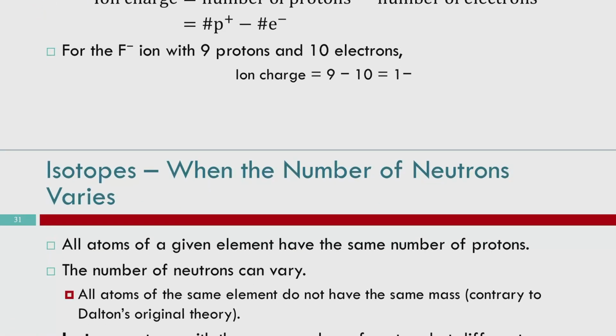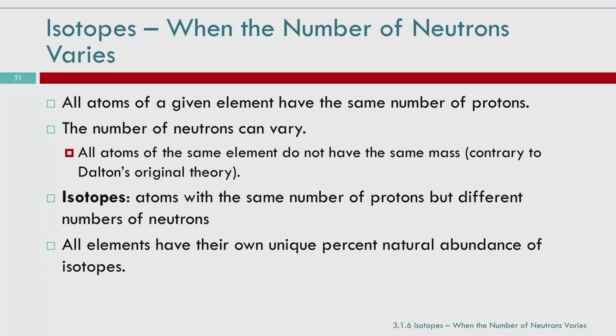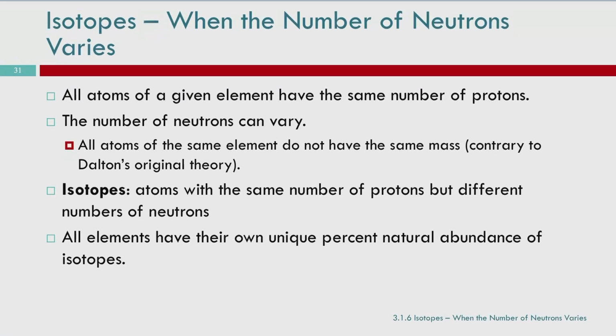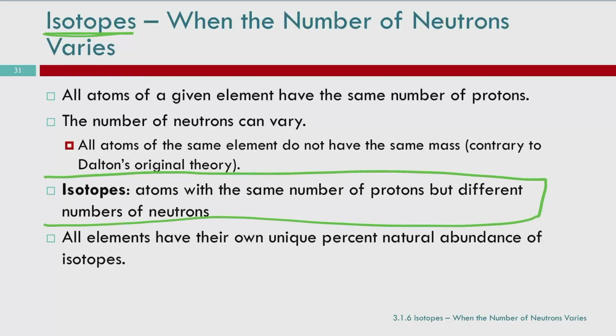Another of our subatomic particles is neutrons. We can change the number of neutrons in an atom. So all atoms of a given element have the same number of protons, but the number of neutrons can vary. This is in contrast with Dalton's original theory that all atoms of the same element have the same mass. That's not true. Dalton was wrong. So what we get when we change the number of neutrons is isotopes.